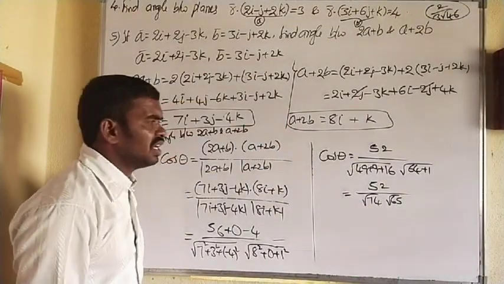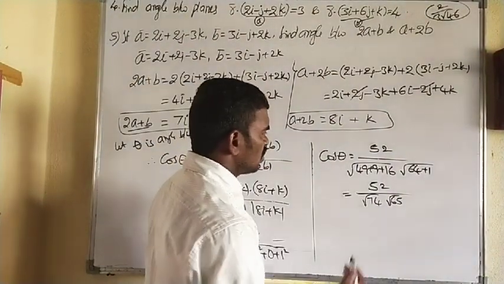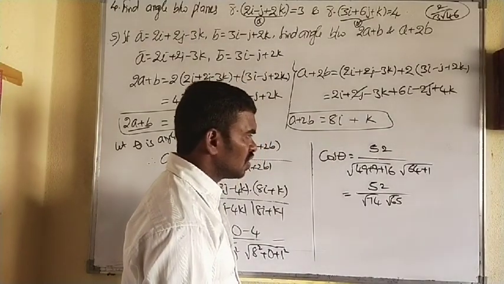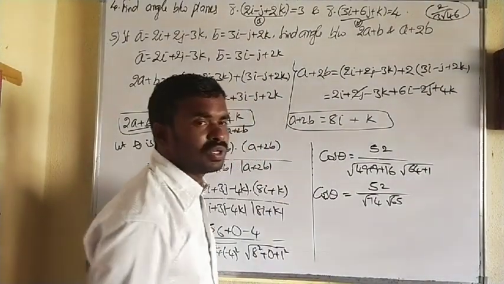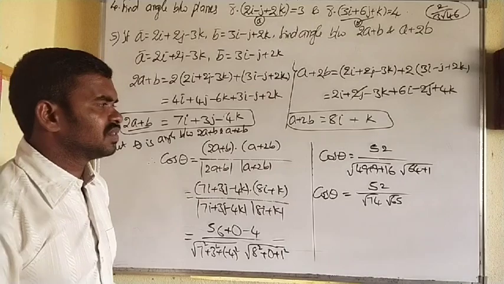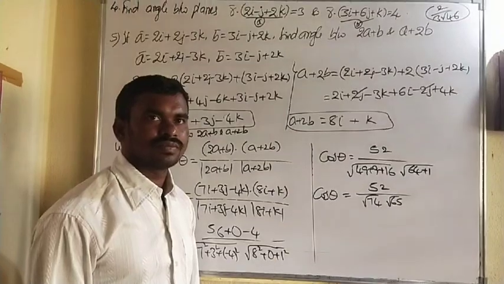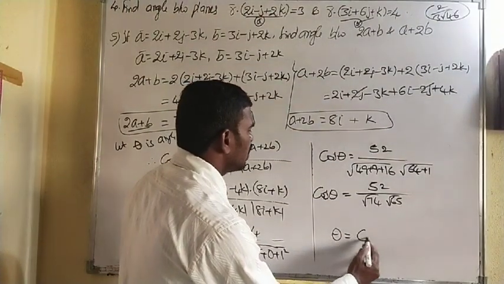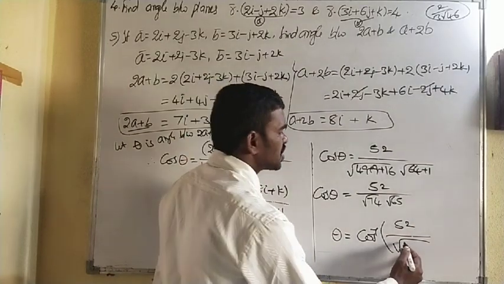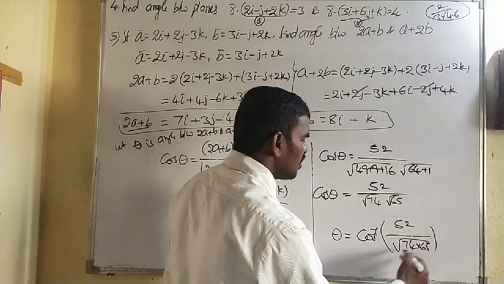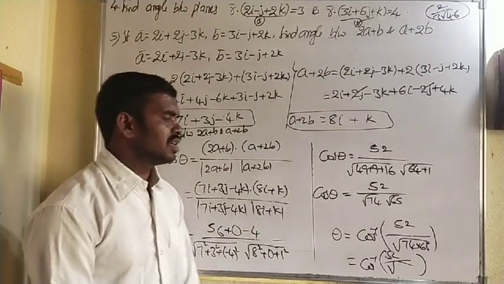Can we simplify more? 65 is 5 into 13, and 74 is 2 into 37. So now we can't get any simplification, we can keep it here. If it is possible, do it, otherwise we can stop there. So that is the cos theta answer. Finally, we can write theta equal to cos inverse of 52 divided by root of 74 into 65. Or if you multiply, you will get root of some value, do it and write it down. Okay, that's the answer.